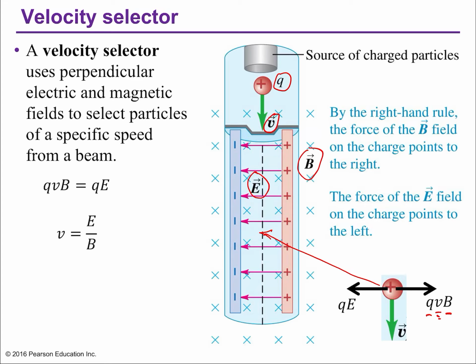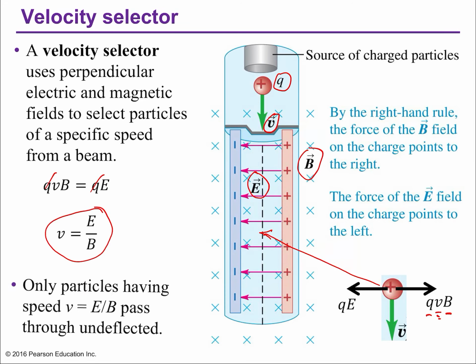So once we write our equation, you can just cross out the charge of the particle, and the speed will figure out to be the ratio of the electric field to the magnetic field, which has a specific value. Therefore, if particles have that specific value, they will go through the velocity selector undeflected.